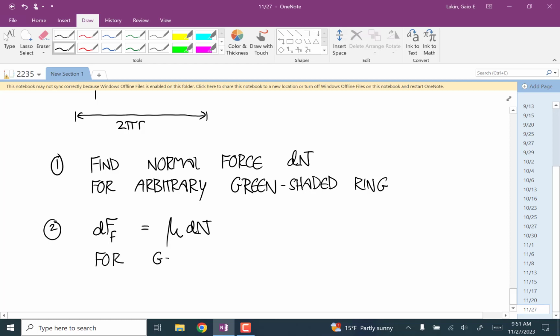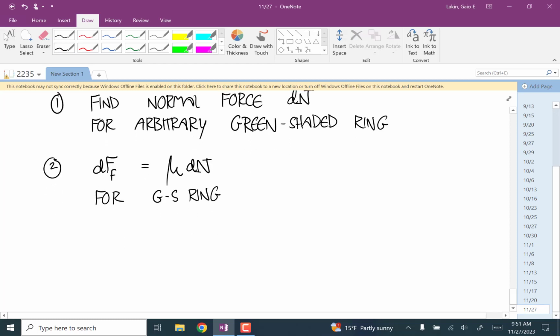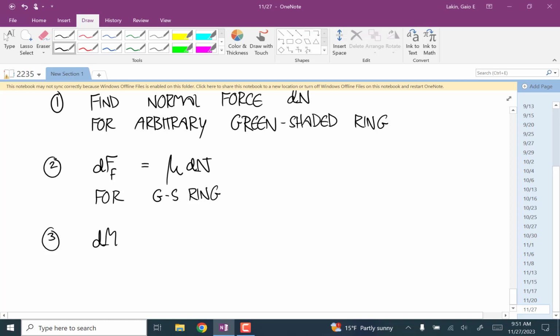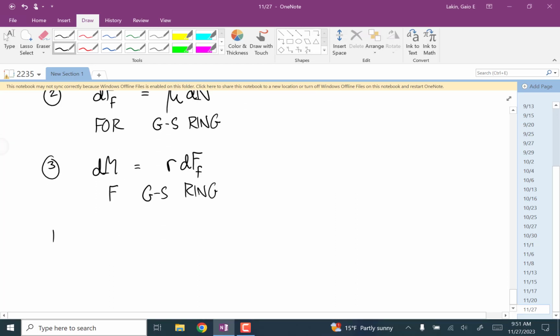Again, this is still for the green shaded ring. Then you're going to find the infinitesimal couple as the moment arm r times this infinitesimal friction force. And then finally, you're going to integrate it. So the couple is the integral of dM.